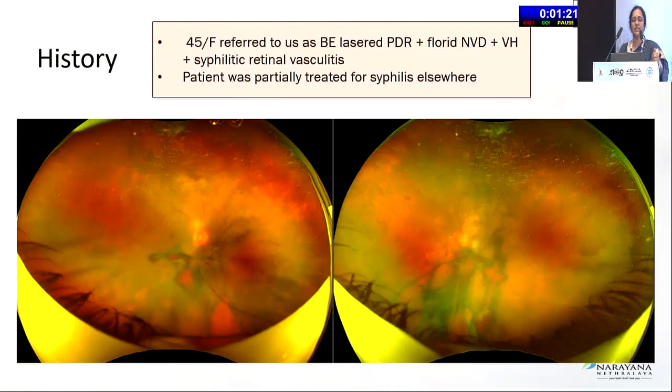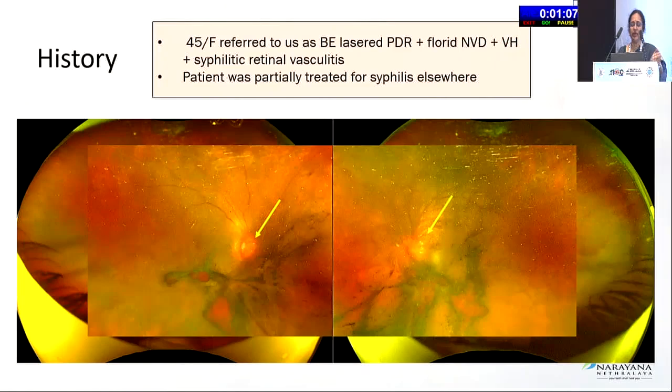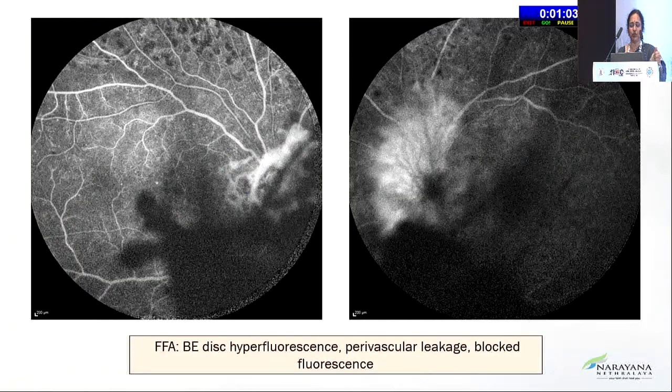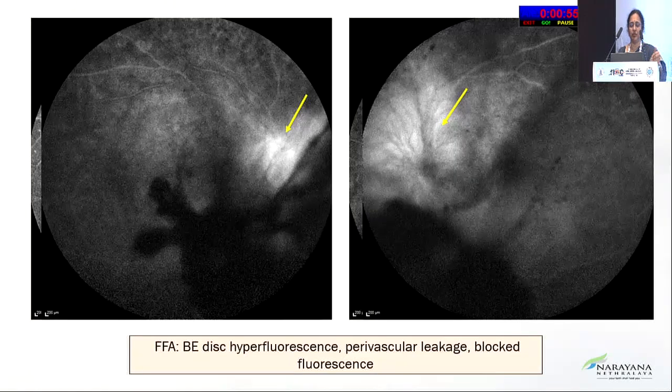The next case is a 45-year-old female presented with both eye PDR with florid NVD and vitreous hemorrhage, diagnosed with syphilitic retinal vasculitis. Patient was partially treated for syphilis elsewhere. Here we could see the florid NVD with vitreous hemorrhage in both eyes, disc hyperfluorescence, perivascular leakage with block fluorescence corresponding to the areas of the vitreous hemorrhage on FFA.